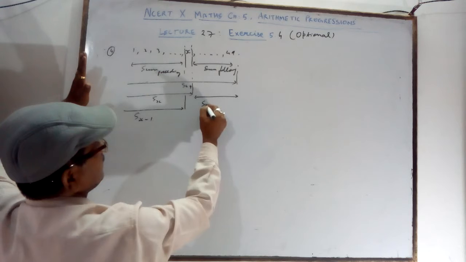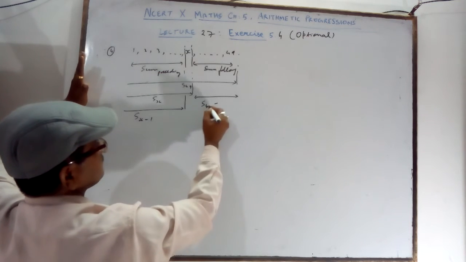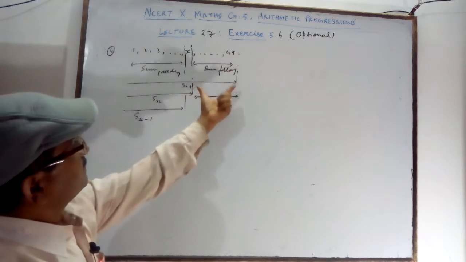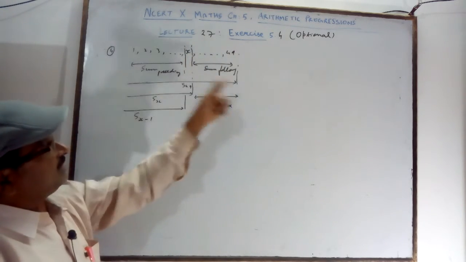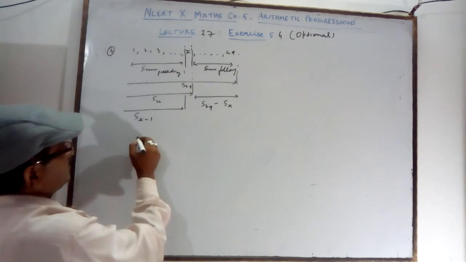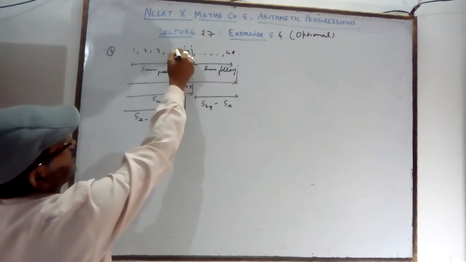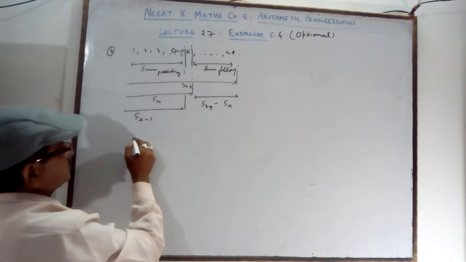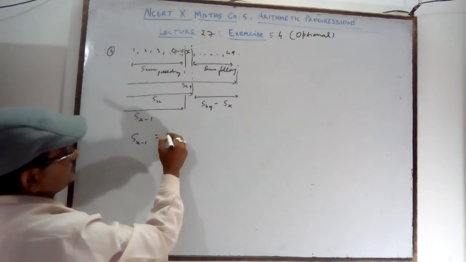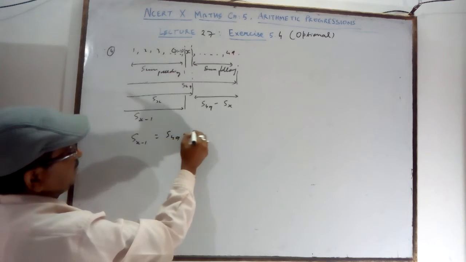This one will be S49 minus Sx. The following sum is the total minus the sum till x, and the preceding sum will be Sx minus 1, up to x minus 1. So Sx minus 1 is equal to S49 minus Sx.